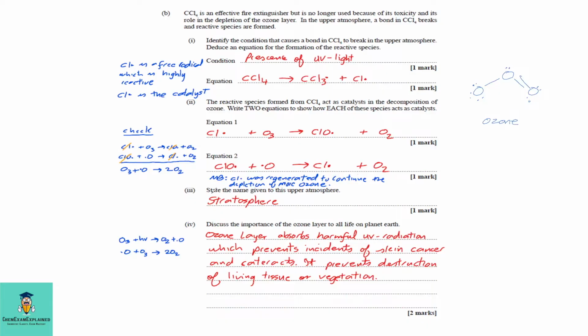Part 3, state the name given to this upper atmosphere. So the name where this is taking place in the upper atmosphere is the stratosphere. Part 4, discuss the importance of the ozone layer to all life on planet Earth. Ozone layer absorbs harmful UV radiation, which prevents incidence of skin cancer and cataracts. It prevents destruction of living tissue or vegetation.